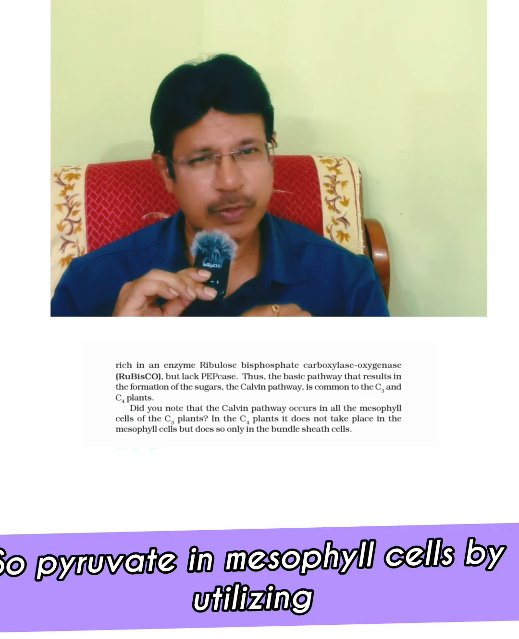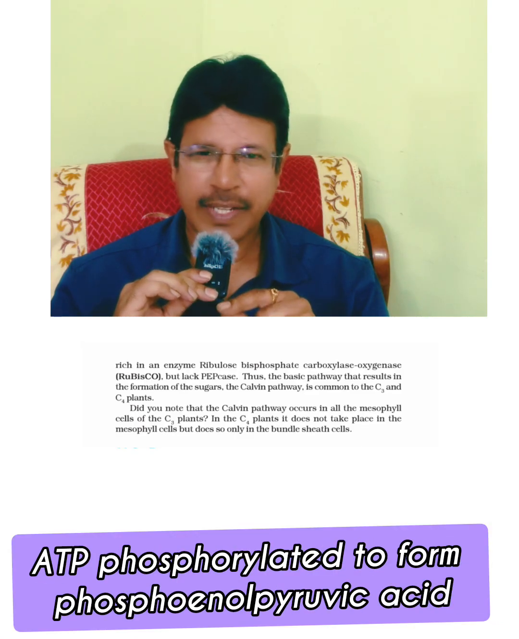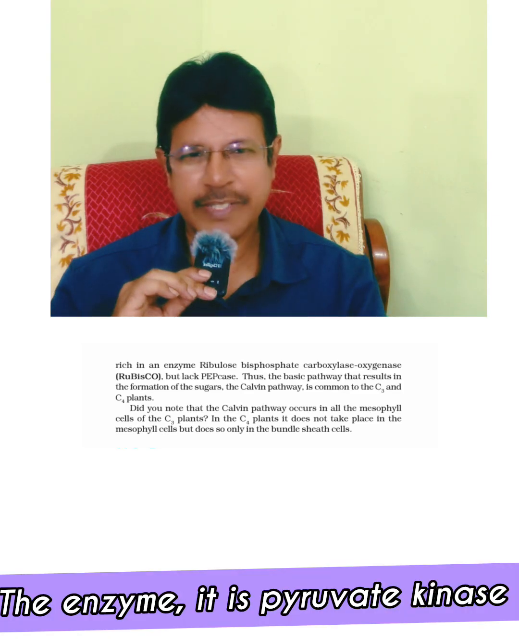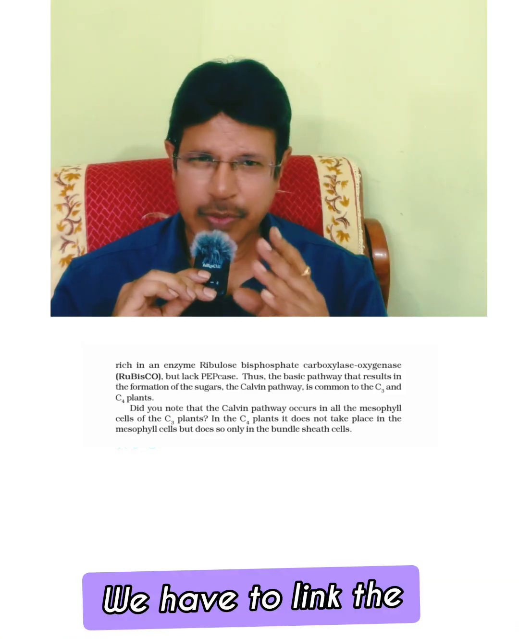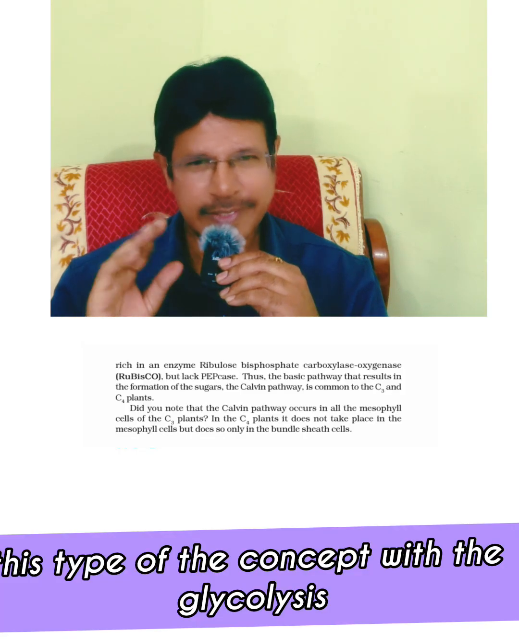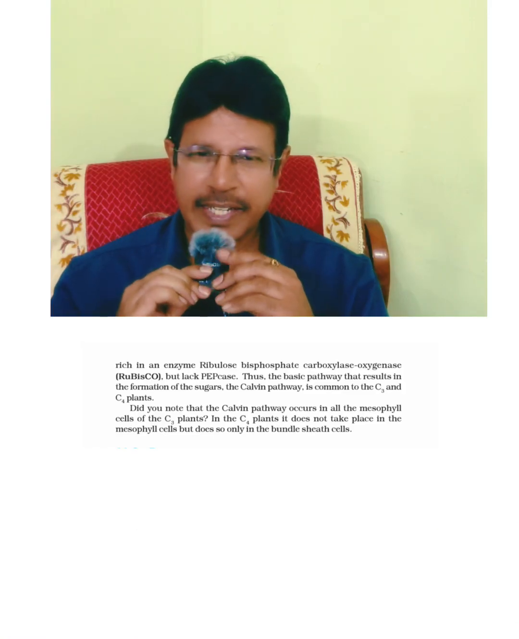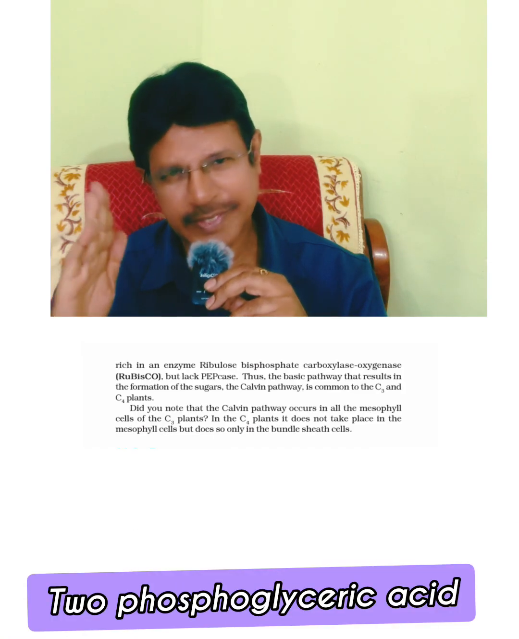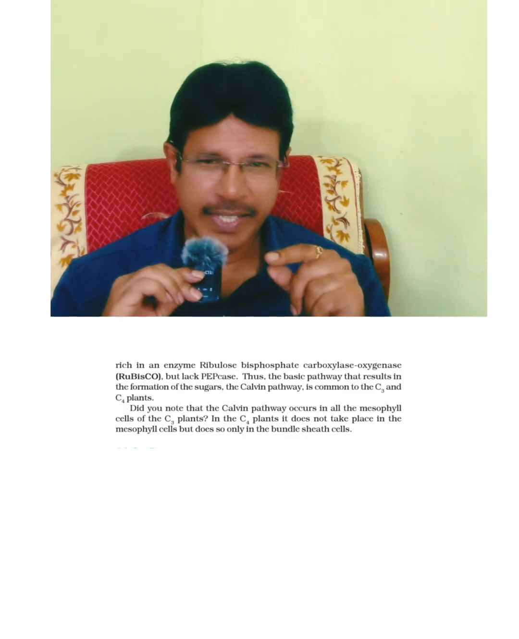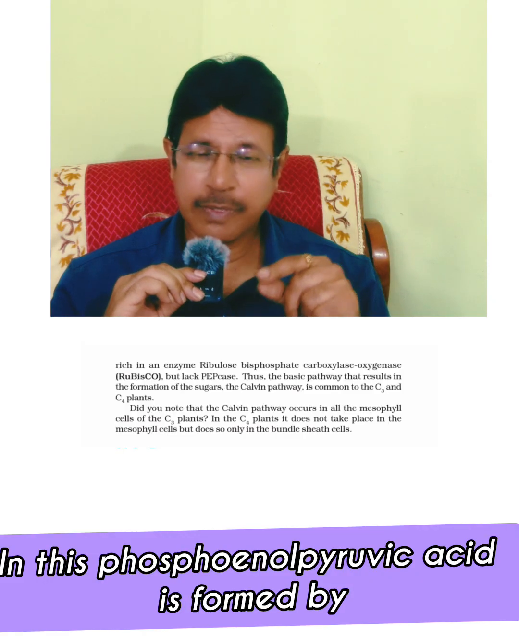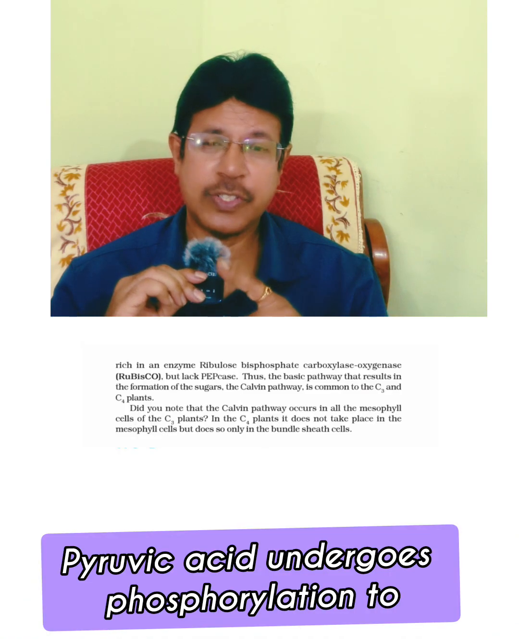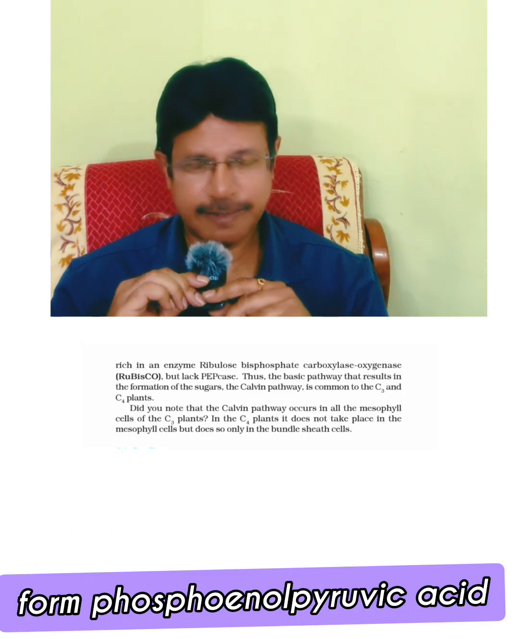So pyruvate in the mesophyll cells, by utilizing ATP, is phosphorylated to form phosphoenol pyruvic acid. The enzyme is pyruvate kinase. We have to link this concept with glycolysis. In glycolysis, phosphoenol pyruvic acid is formed by which reaction? Dehydration, 2-phosphoglyceric acid to phosphoenol pyruvic acid. In the C4 plant, phosphoenol pyruvic acid is formed by which reaction? Phosphorylation. Pyruvic acid undergoes phosphorylation to form phosphoenol pyruvic acid.